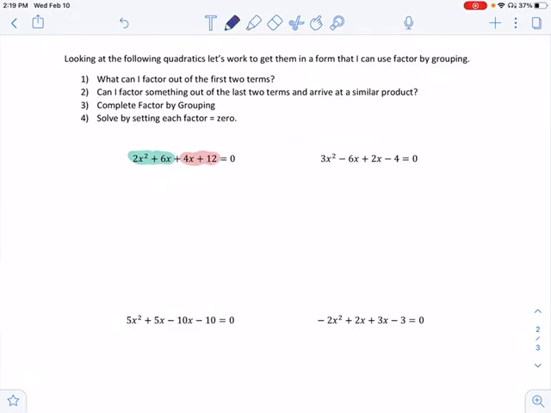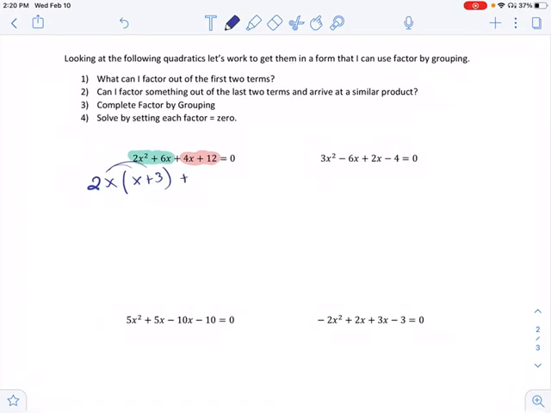Within the first two, in that teal, what are the common factors between those two numbers? I can take out a 2 and an x between those first two. And when I take 2x out of those, I'm going to be left with x plus 3. Convince yourself by going back and distributing this, but we would end up getting 2x squared plus 6x, which is where we started. Okay, so that is the first term dealt with.